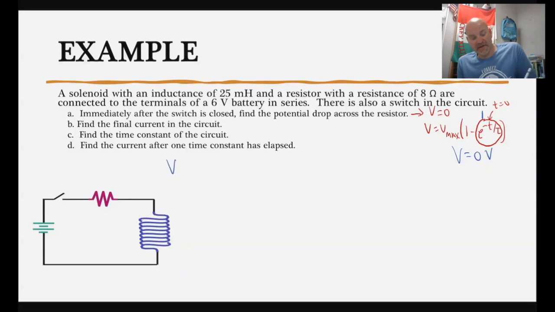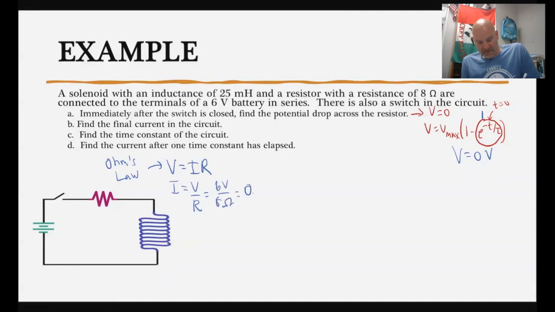Now, part B says, what is the final current of the circuit? Well, that's very easy because essentially the inductor is removed from the circuit. So then it's just the resistor. And so we just do I equals V over R. We go back to Ohm's law, which we learned in Unit 3. So we do 6 volts over 8 ohms, and that tells us that the final current would be 0.75 amps. So what this turns into is Imax, not the movie theater, but the maximum current, the final current.